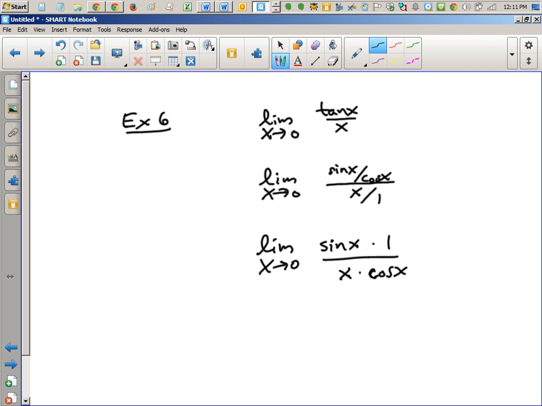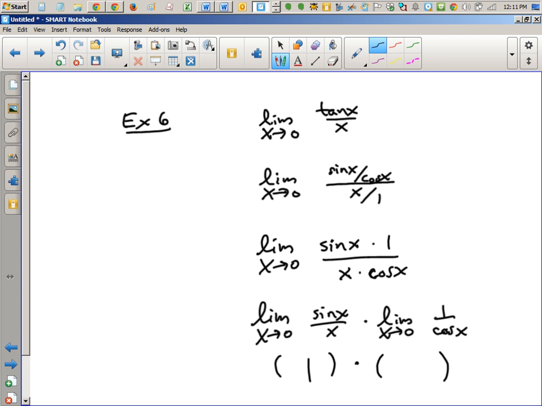See the sine x over x? That's beautiful. We know what that is. We memorized it. So we're going to write limo. I like to call that limo. Limo of sine x over x times limo of 1 over cos x. What did we say the limo of sine x over x is? 1.